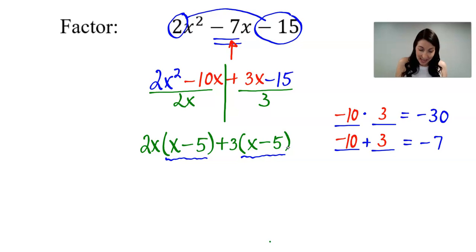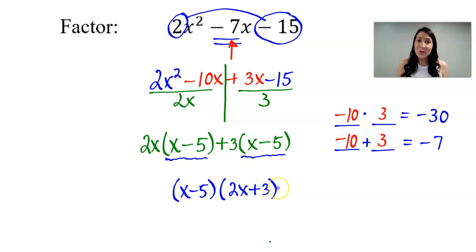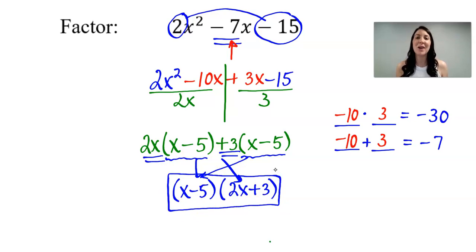So what I can do now is I can factor out that x minus 5 that is in common. If I factor out the x minus 5 from the front, I am left with 2x. And if I factor out the x minus 5 from the back half, I am left with positive 3. So notice the factor that was in common, this x minus 5, I put that here. Then the two numbers that were out in front, I put those together and I put that here. And this would be my final answer for how to factor 2x squared minus 7x minus 15.